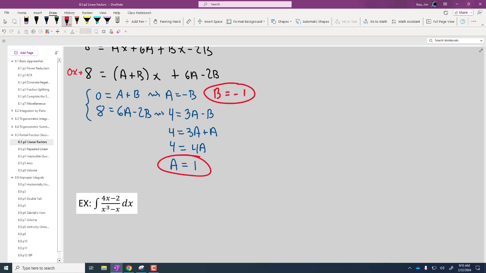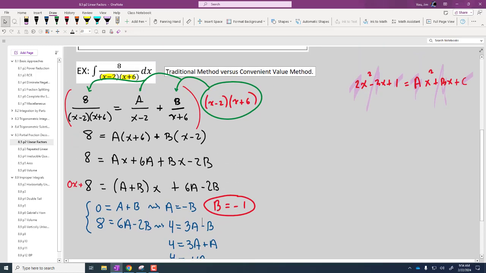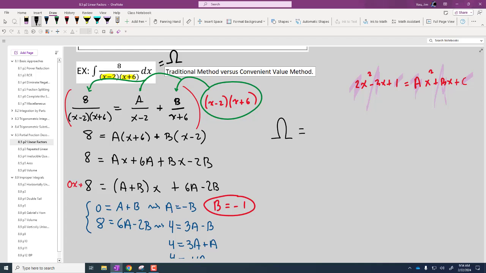Now we have two partial fractions, each of which is easily integrable. So we are now in this situation where we can take our original integral, and let's call it omega. So the original indefinite integral can now be written as the integral of, we found a to be 1, so 1 over x minus 2, plus b, which is negative 1, so let's make that minus 1 over x plus 6 dx.